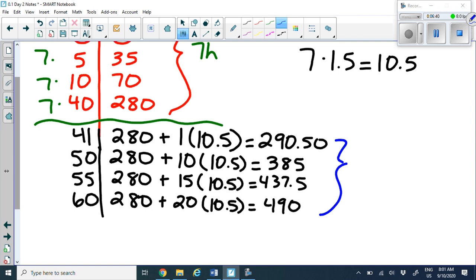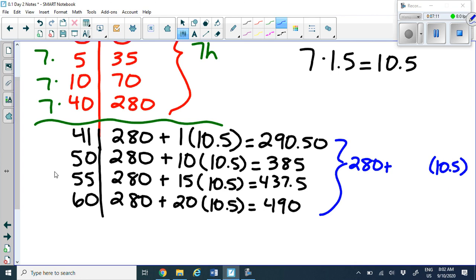Now let's talk about what are some of the things that stayed constant. Well, we can see the 280 stayed constant. We have the plus sign that stayed constant. And then what was in the parentheses, the 10.50, that stayed constant, okay? Now, the thing that did change was the amount of hours that we worked overtime. So the 1, the 10, the 15, and the 20. Now, how did we get this 1, 10, 15, and 20?